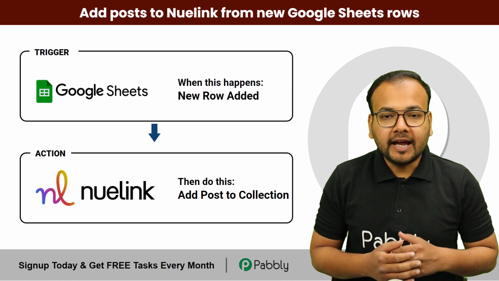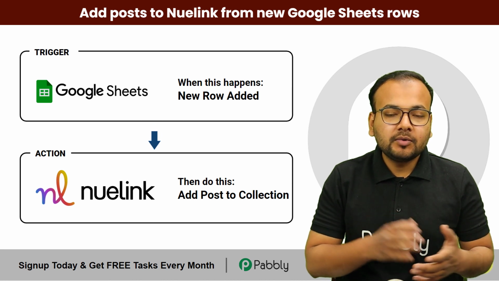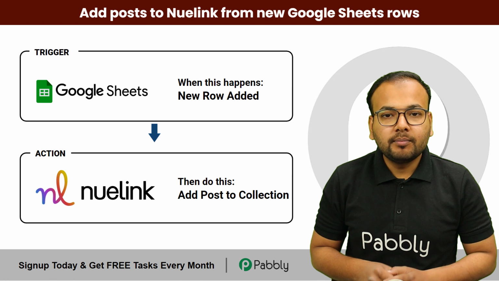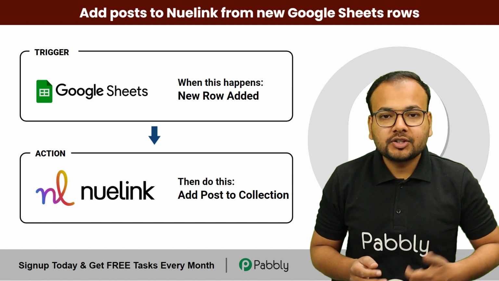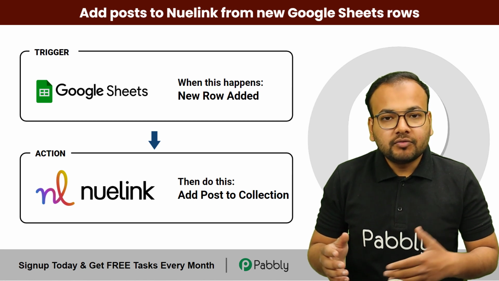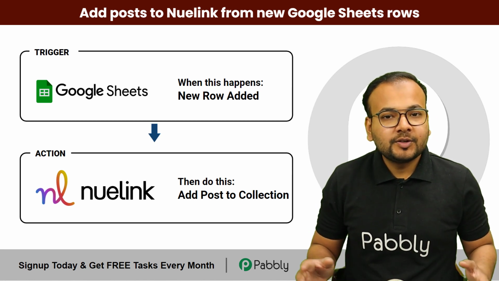And as you are going to add a new content in a row in Google Sheet, the same content will be sent to Nuelink automatically. So you do not have to manually switch between these two applications and you do not have to manually add the details. So it will save your time and improve your productivity. So without any further ado, let's begin.